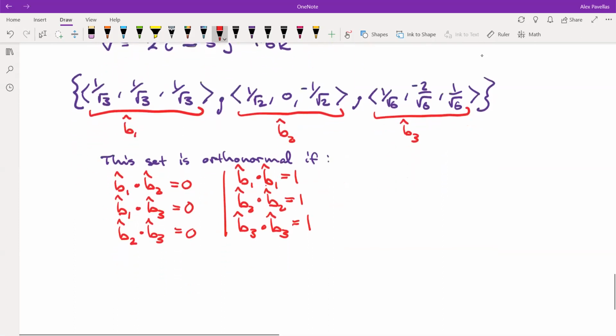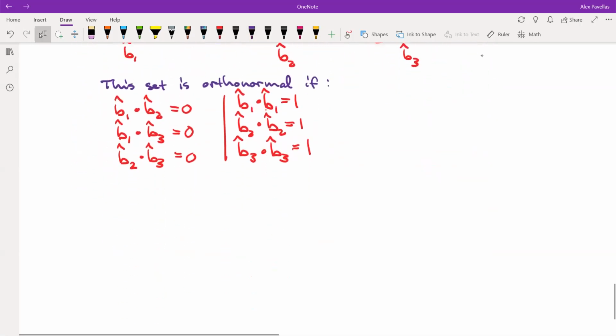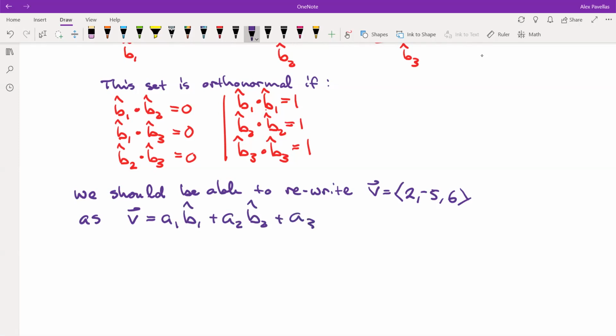Okay, now this being the case, we should be able to take our same vector and write it as a linear combination of these 3 vectors. So we should be able to rewrite the vector v equals 2, negative 5, 6 as v equals some constant times b1 hat plus some other constant times b2 hat plus some other constant times b3 hat.